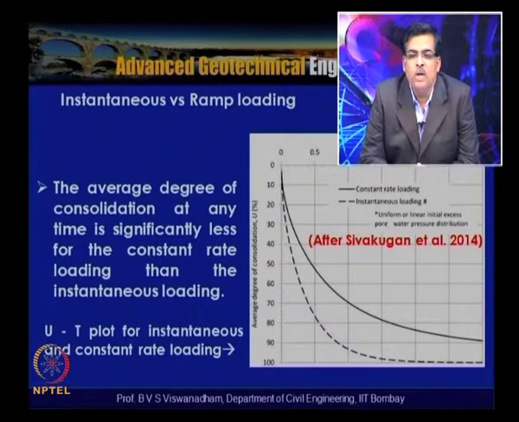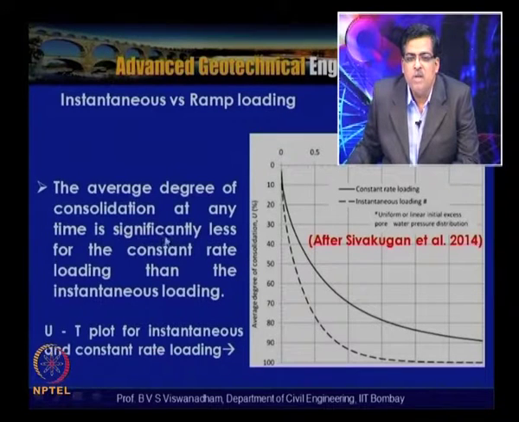In this particular slide, the comparison of constant rate of loading and instantaneous loading, as discussed by Sivakugan et al. 2014, shows that the average degree of consolidation at any time is significantly less for constant rate loading than for instantaneous loading. This is for instantaneous loading, if you theoretically assume it, this is what we get. But for constant rate loading, we get the U versus Tv plot, the degree of consolidation versus time factor, for instantaneous and constant loading as shown here. So the average degree of consolidation at any time is significantly less for constant rate loading than instantaneous loading.